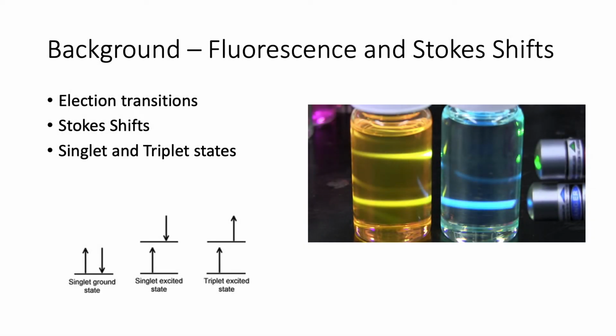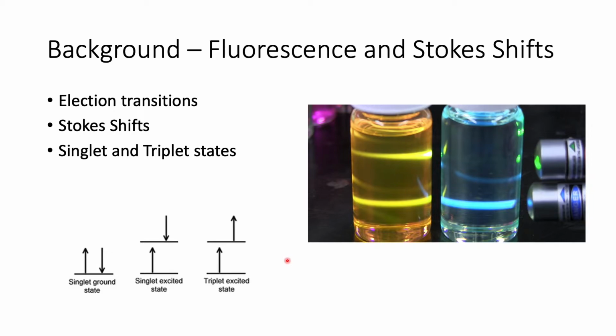Another important thing to note is the definition of a singlet state and a triplet state. So in a singlet ground state, we have all of our electrons on the lowest energy and their spins are paired. If we excite the electrons into a singlet excited state, then we retain the original alignment of the spins, but one of the electrons has been promoted to a higher energy state. This can then relax into a triplet excited state where we have our spins unpaired, and one of them is in an excited state.